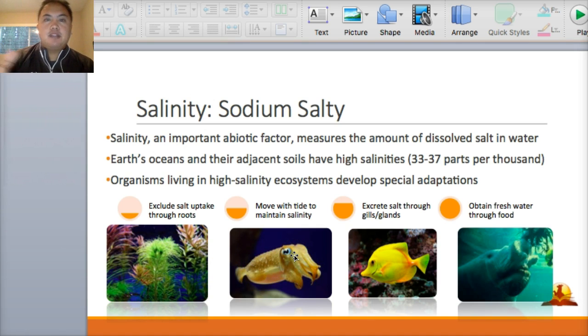We have animals that move with the tide. Depending on the tide, it maintains the salinity. Some of our saltwater organisms need that salt, so they move and they fluctuate and they migrate depending on the tide, so that the salinity is the same. Some excrete salt through their gills and glands to make up for all that high saltiness. Some, like this fish, can drink the salt water and then excrete the salts right away. And then some animals need fresh water. They get it from food, so they don't get so much salt. Okay.